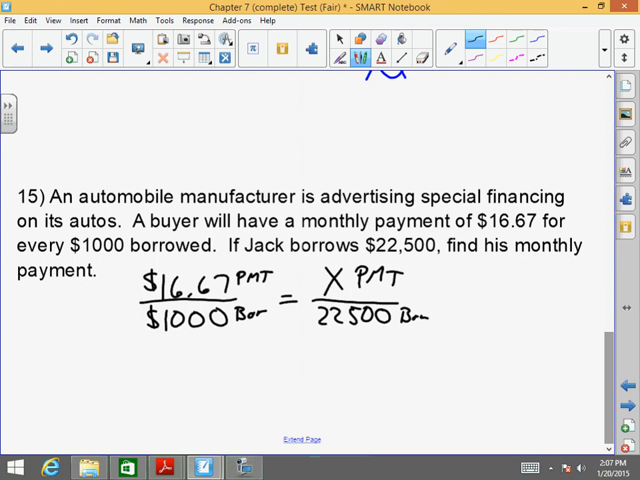Cross multiply. X equals $375.075 or something like that. Some of you left it like that. I was nice. Guys, you have never gone to a store and they have told you, oh, it's $4.862. No. You round, guys. It's money.